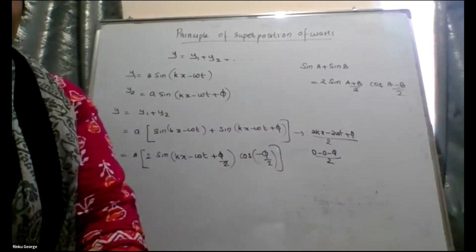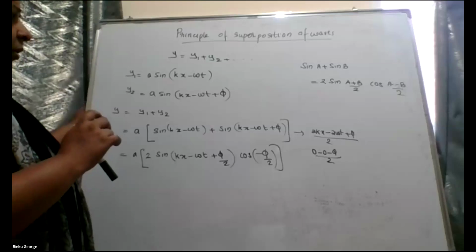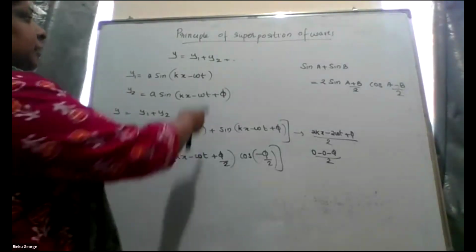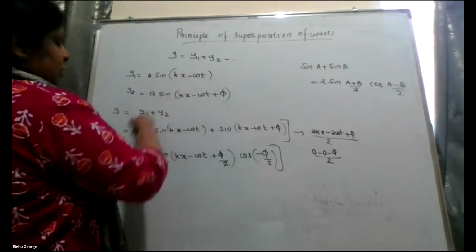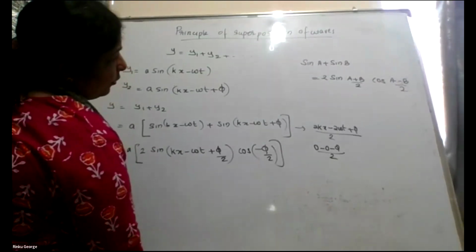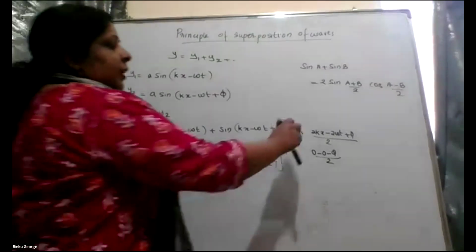Can we have phi in both y1 and y2? No, a phase difference of phi means the difference between the phases is phi. So for the first one the phase is 0, and for the second one the phase is phi. So the phase difference will be phi.